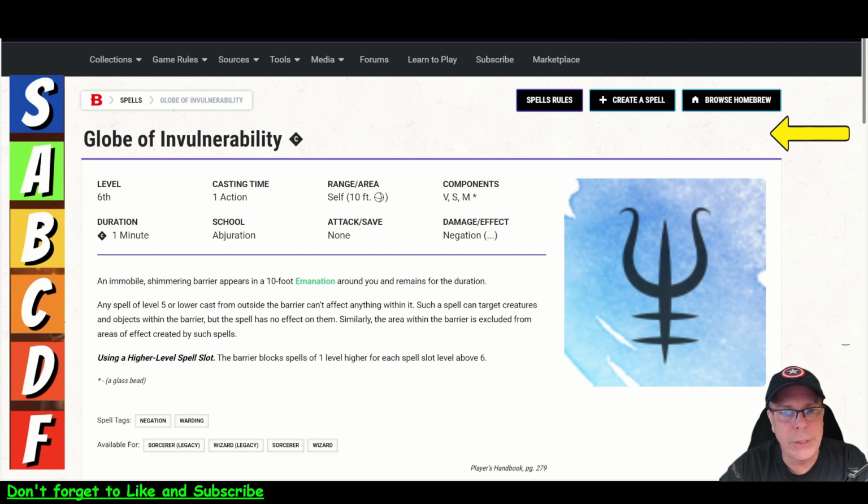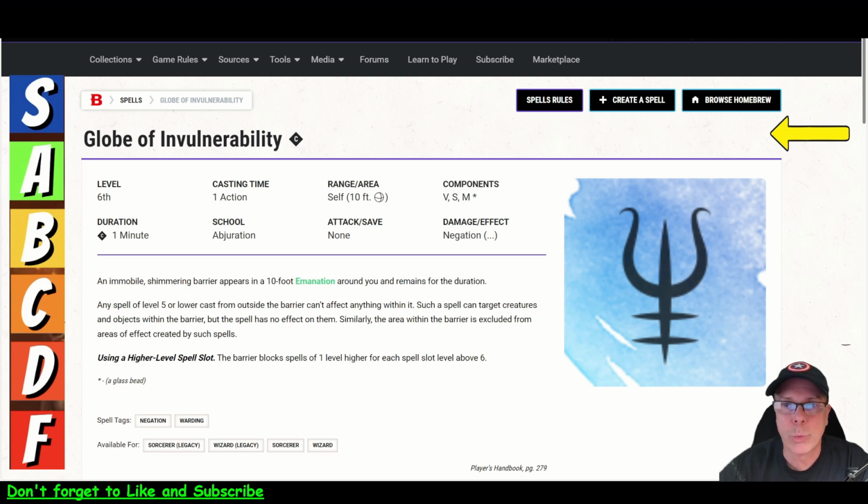And then you can still cast the spell using a higher level spell slot, which blocks spells 1 level higher for each level above 6. So again, if you cast at 7th level, it blocks 6th level spells or lower. But if I cast a Fireball at 7th or 8th level, then it's not going to block it at that level. I would need to cast this at 8th or 9th level to do that, correspondingly, with those Fireballs. So that is generally a nerf.